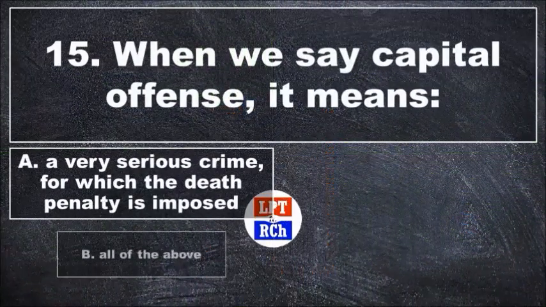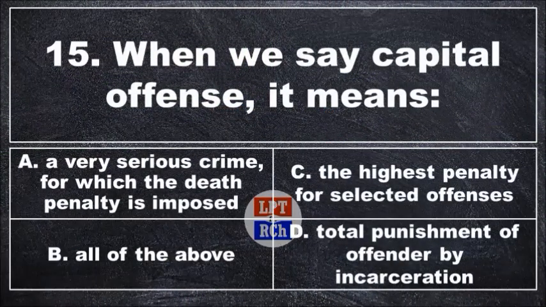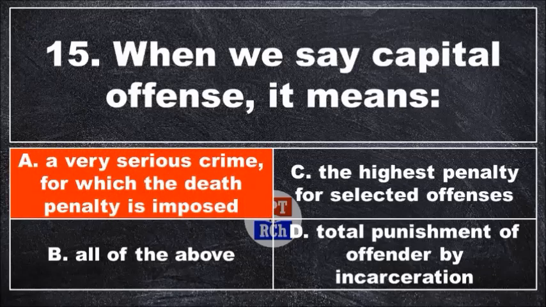15. When we say capital offense, it means A. A very serious crime for which the death penalty is imposed. B. All of the above. C. The highest penalty for selected offenses. Or D. Total punishment of offender by incarceration. The correct answer is A. A very serious crime for which the death penalty is imposed.